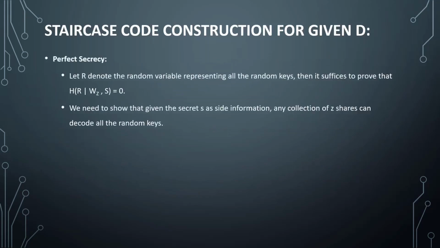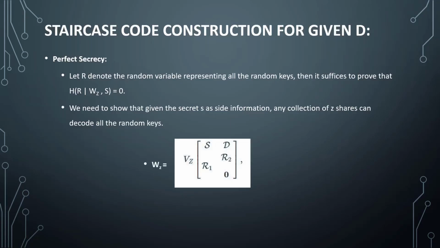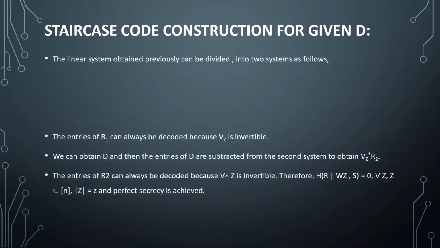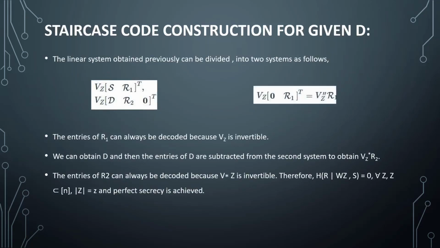Let R denote the random variable representing all the random keys. Then it is sufficient to prove this equation. Therefore, we need to show that, given the secret S as side information, any collection of Z shares can decode all the random keys. A collection of Z shares can be written as V_Z multiplied by the matrix of columns SR1 and D R2. Next, the linear system obtained previously can be divided into two systems as follows. In these equations, V double dash Z is a Z by Z Vandermonde matrix consisting of the last Z columns of V_Z, and the entries of R1 can always be decoded because V double dash Z is invertible.